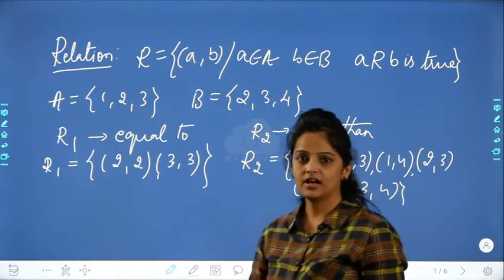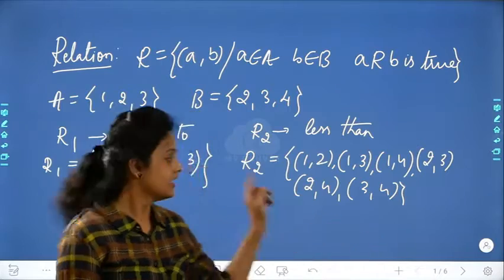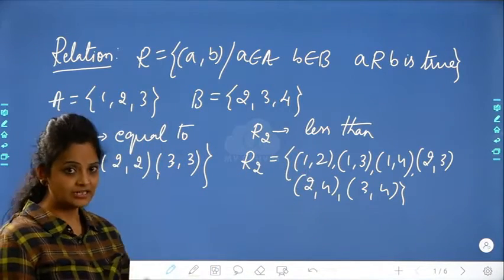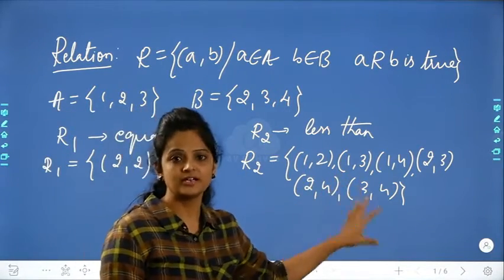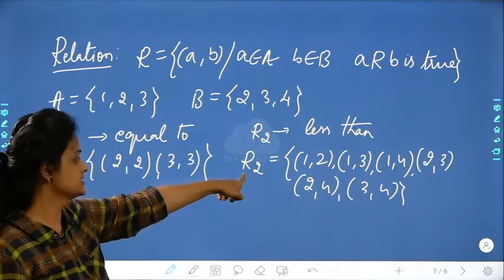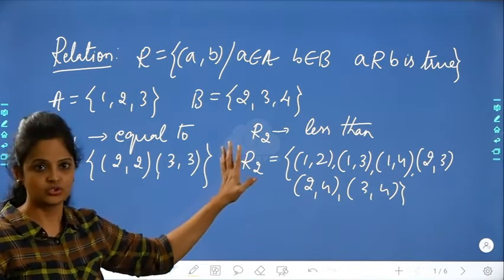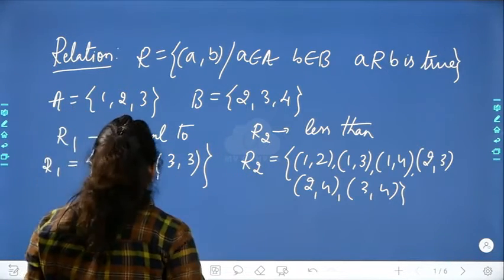Any other ordered pair we have? Only for less than I am talking about. So R2 relation is for less than, and all these ordered pairs I got. That means these ordered pairs are satisfying the taken relation. That's why they are sitting in R2. Otherwise they won't be sitting there. Understood? Now R3 I am taking.